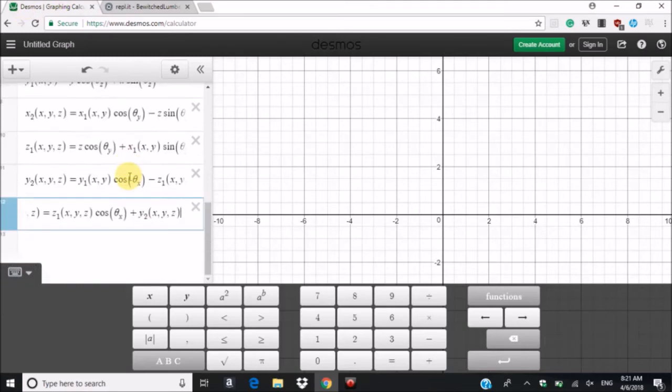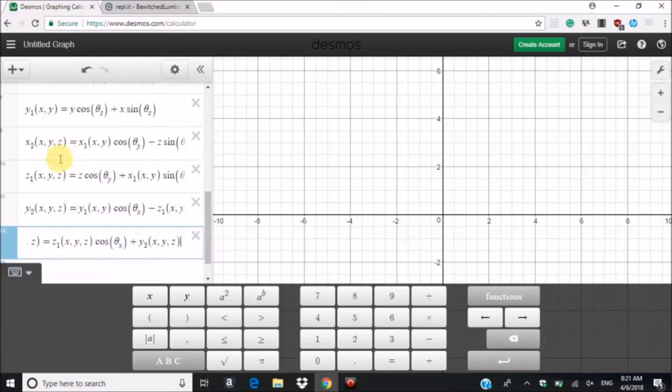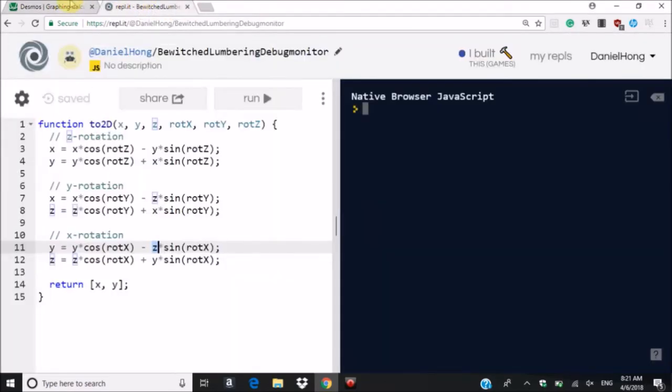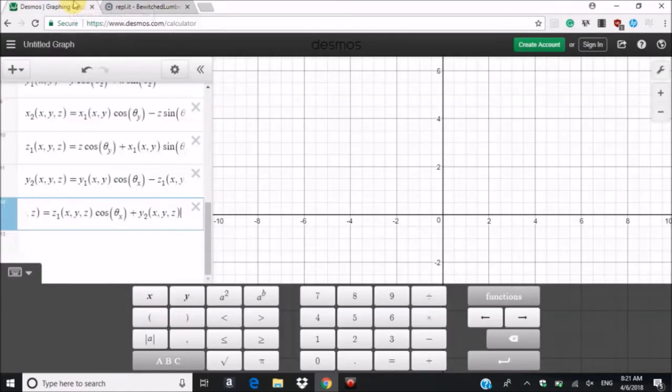So I did forget to explain that all we're doing here is procedurally converting x, y, and z into 2D coordinates. So our final coordinate system will actually be x and z. Well, not x and z, x and y. y2 times sine rotation x.